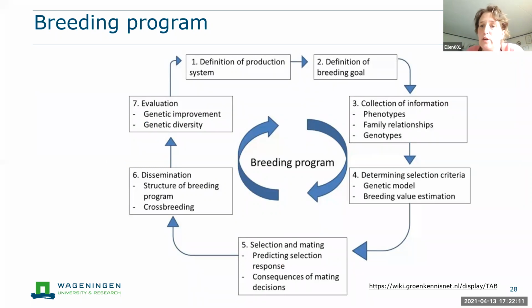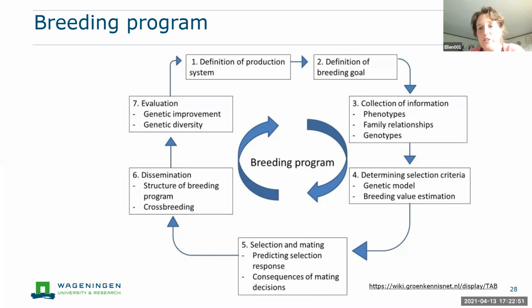And this is a design of a breeding program, which is often used. As you can see, a breeding program consists of several steps or activities, and it's a kind of circular design. So you always start with defining your breeding program, and you always end with evaluating your breeding goal and see if you make the right decisions or that you should improve something or change something in the next generation.